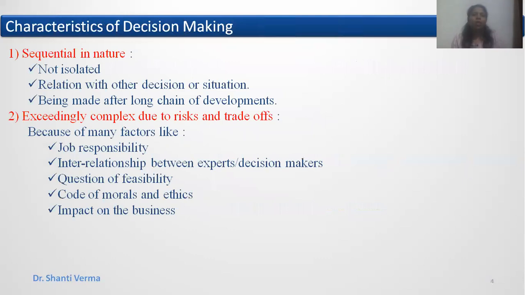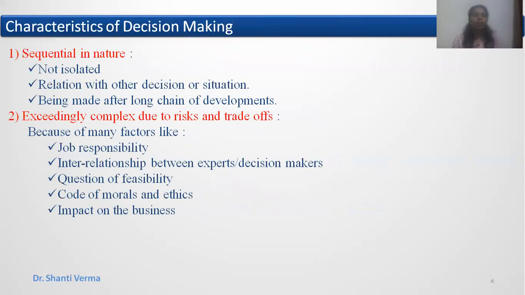First, sequential in nature. Sequential in nature means it's not isolated, it has a relation with other decisions or the situation. It means if one decision is changed, it might be possible the other decision is also changed. Being made after a long chain of developments means a decision is not instantaneous. A decision is taken after considering certain constraints and market values, etc.